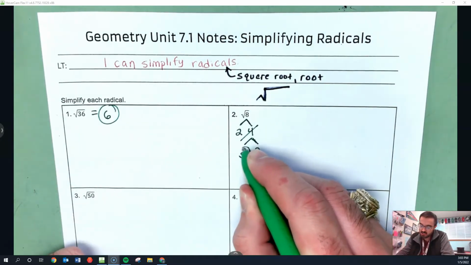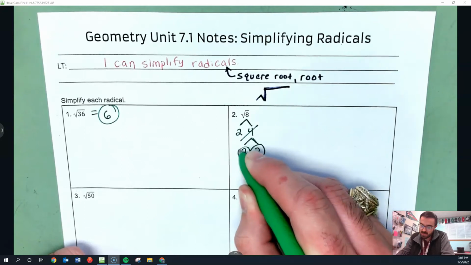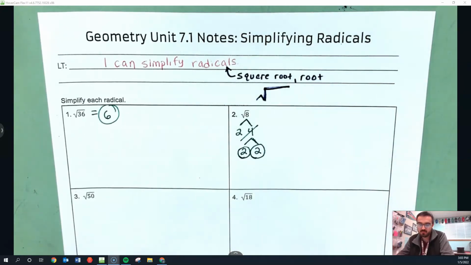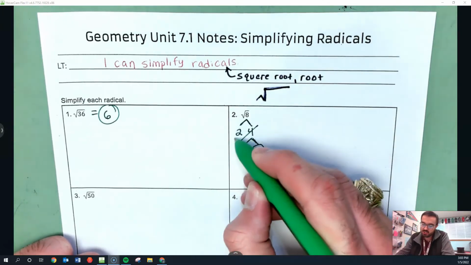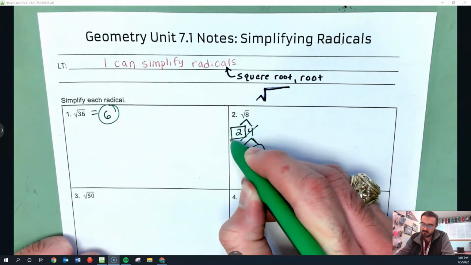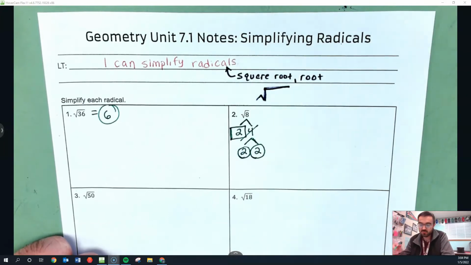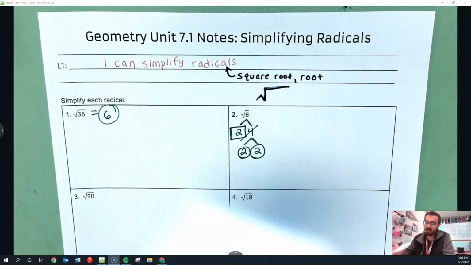Well, we could pair this 2 and this 2. Anytime I pair, I'm going to circle the numbers. We have a pair of 2's. Then the Lone Ranger, 2, is just chilling. I'm going to box them. Pairs get circled. Lone Rangers get boxed.